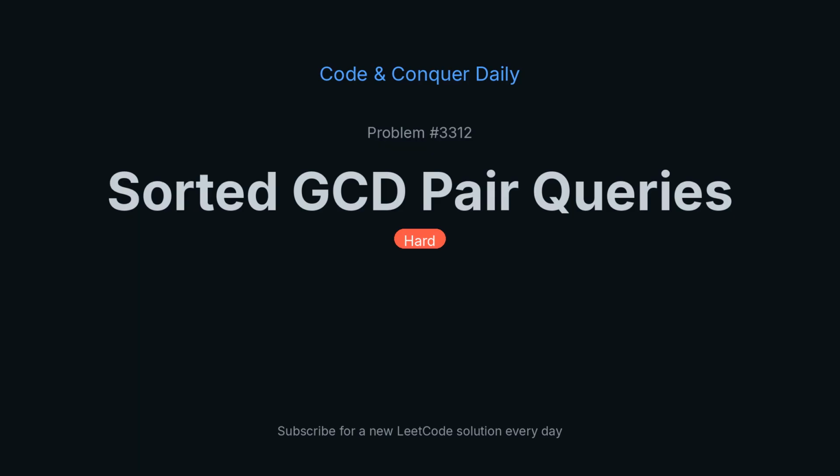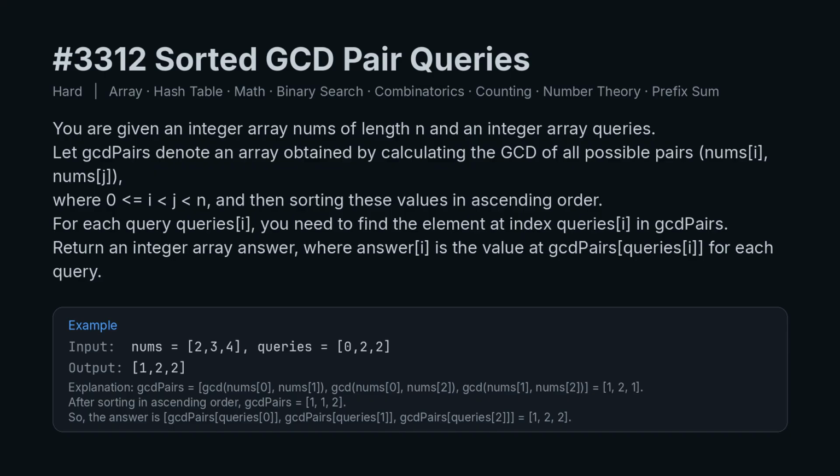Today we're tackling problem number 3312, Sorted GCD Pair Queries. LeetCode problem number 3312, Sorted GCD Pair Queries.